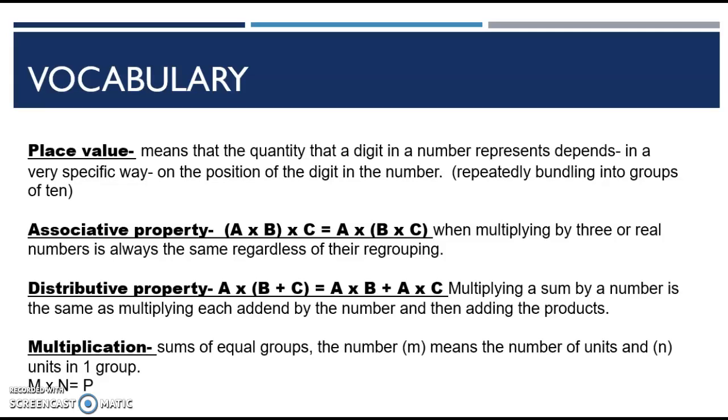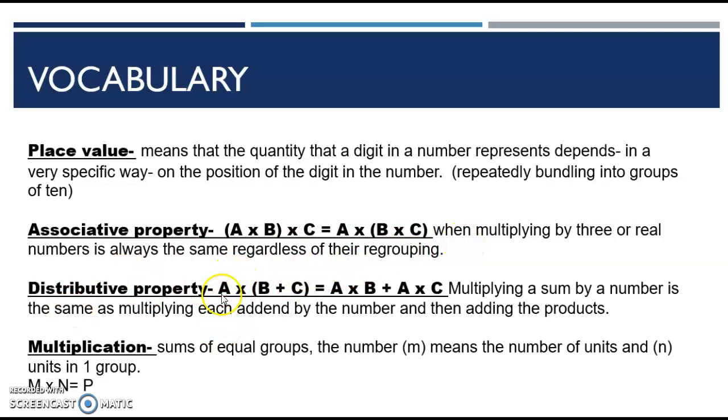Vocab. Place value means that the quantity a digit in any number represents depends in a very specific way on the position of the digit in the number, repeatedly bundling into groups of 10. Associative property: (A times B) times C equals A times (B times C). The product of three real numbers is always the same regardless of their regrouping.